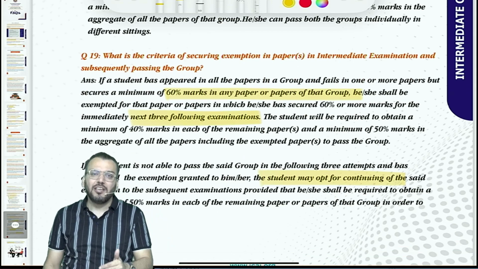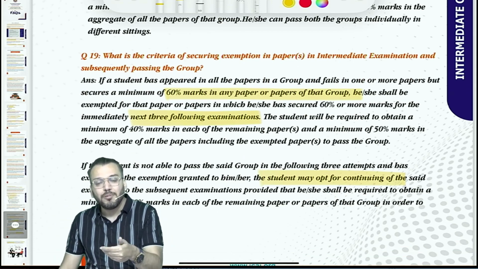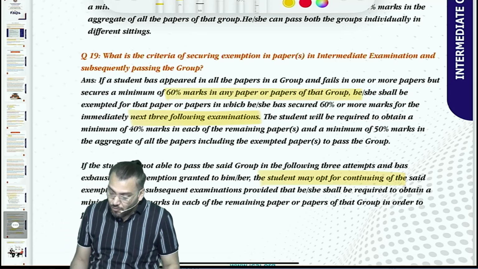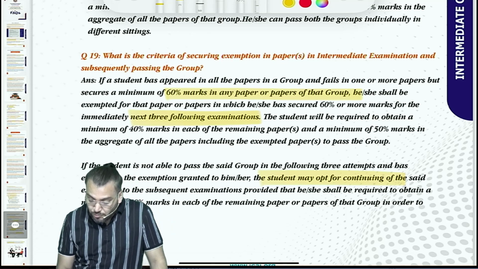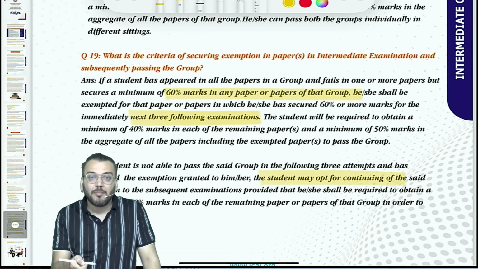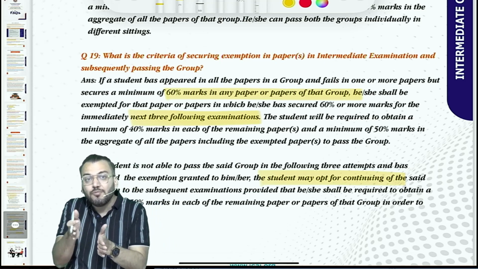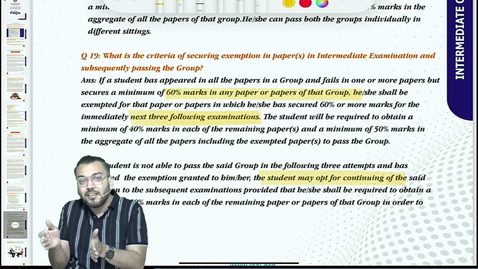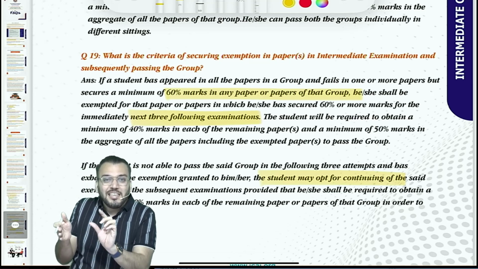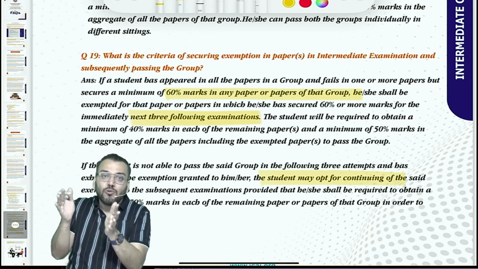Now, what about exemption? The exemption rules also remain the same. If you get 60% or more than 60% in any paper, you will be exempted from that paper for the immediately next three following examinations. So this exemption will remain for the next three following examinations, means in any subsequent examination that paper will be exempted. In the remaining papers you need to score 40% in each paper, and in aggregate, including that exempted paper, you need to score 50%.